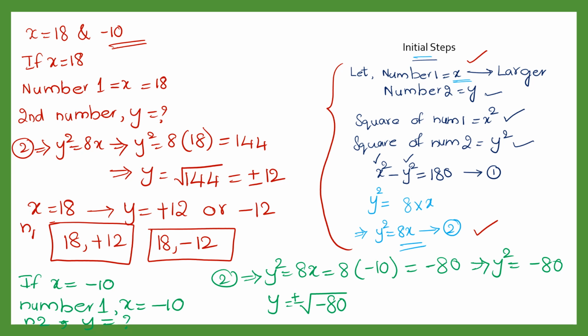So we do not get a real number here. So y is not real. When we took x is equal to minus 10, we got y as an imaginary number. So the answer is x is equal to 18. One number is 18, other number is 12. If one number is 18, other number will be minus 12. These are the answers.